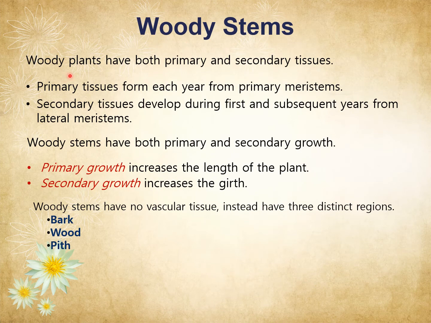So, woody stems. Woody plants have both primary and secondary tissues. Primary tissues form each year from primary meristem, and the secondary tissues develop during the first and subsequent years from lateral meristem. So woody stems have both primary and secondary growth. Primary growth increases the length of the plant, while secondary growth increases the girth, or the waist, of the plant. Woody stems have three distinct regions: the bark, then the wood, and then the innermost, which we call the pith.